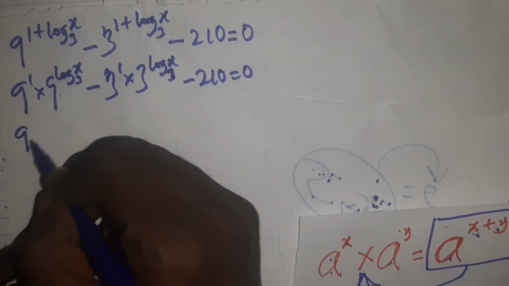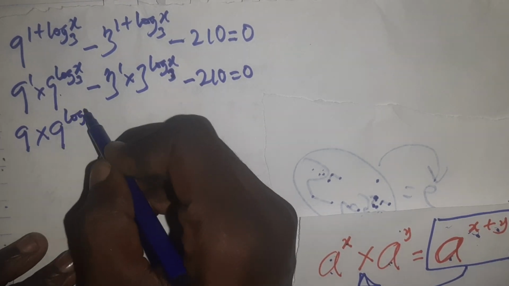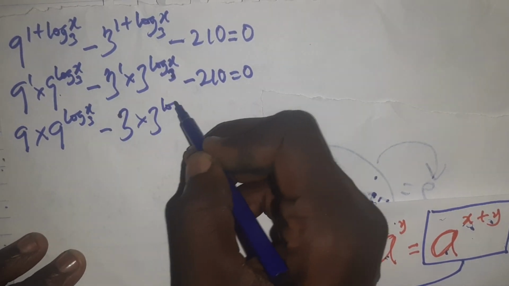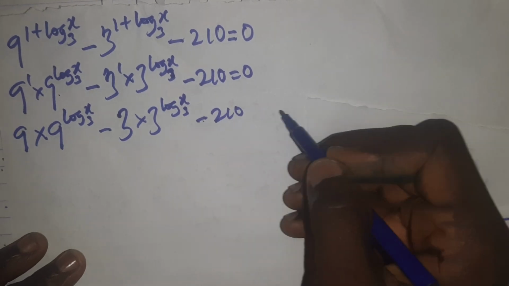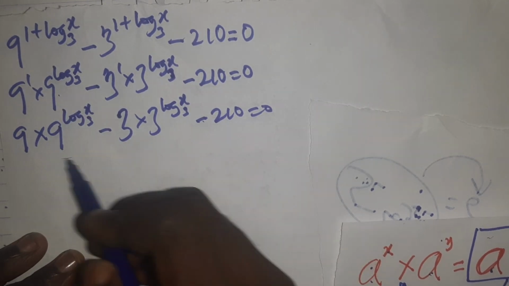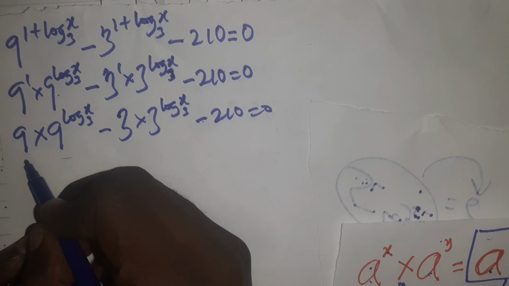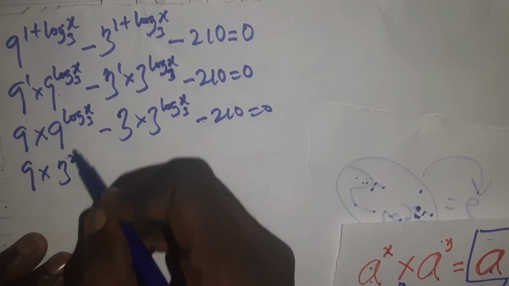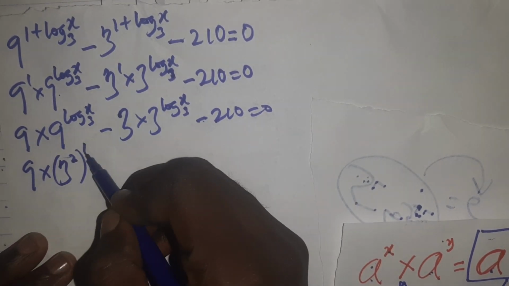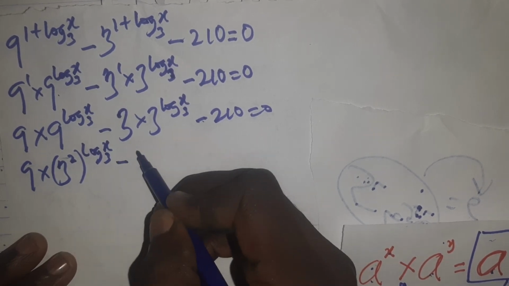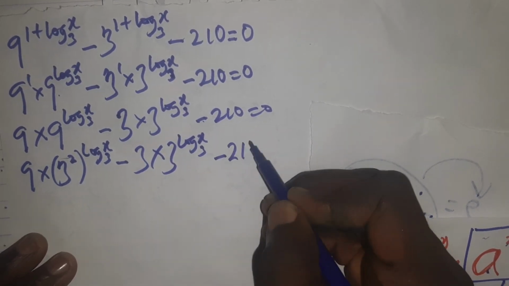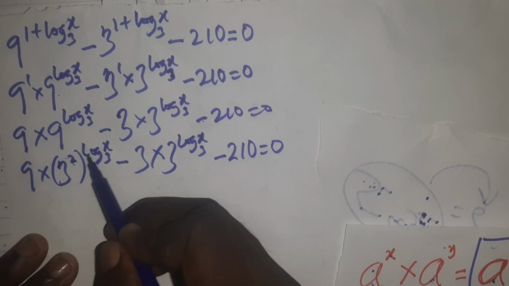So 9 raised to 1 is still 9, times 9 raised to log x base 3, minus 3 raised to 1 is 3, times 3 raised to log x base 3, minus 210 equals 0. I can further simplify this one. I can make this 9 into 3 raised to power 2. The aim is to make it identical to this expression here. So 9 becomes 3 raised to power 2, then all raised to power log x base 3, minus 3 times 3 raised to power log x base 3, minus 210 equals 0. Of course, the powers can multiply.